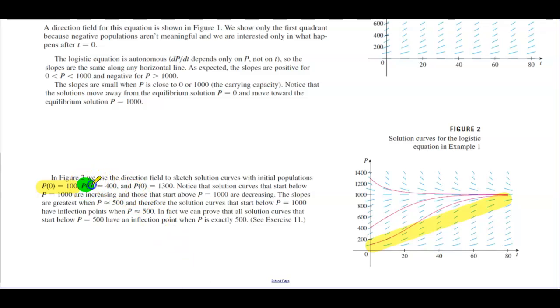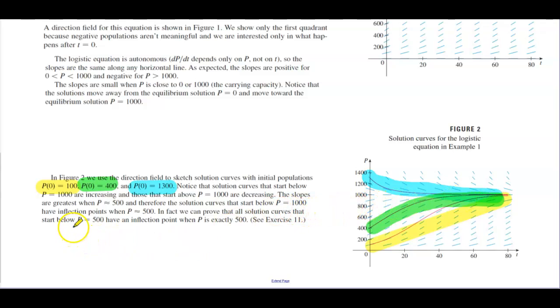Also, if we look at P of 0 equal to 400, we can see that that direction is again leading us towards the equilibrium of 1000. And therefore that's increasing. And then those that are starting above, which in this case would be P of 0 equal to 1300, is now decreasing going towards that point.